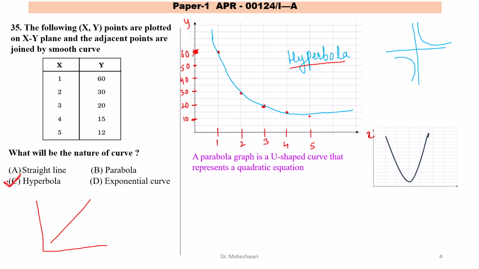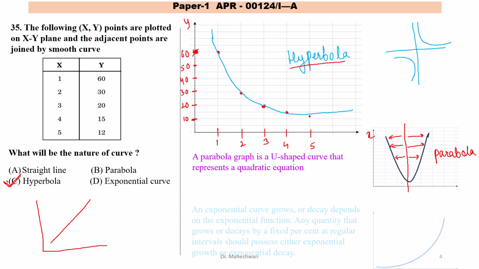So what is a parabola? A parabola is nothing but a U-shaped curve that represents a quadratic equation. So it is a U-shaped curve, and suppose this is the center of the curve, it will be equidistant from both the sides. Such curves are known as parabola. They are equidistant and U-shaped.